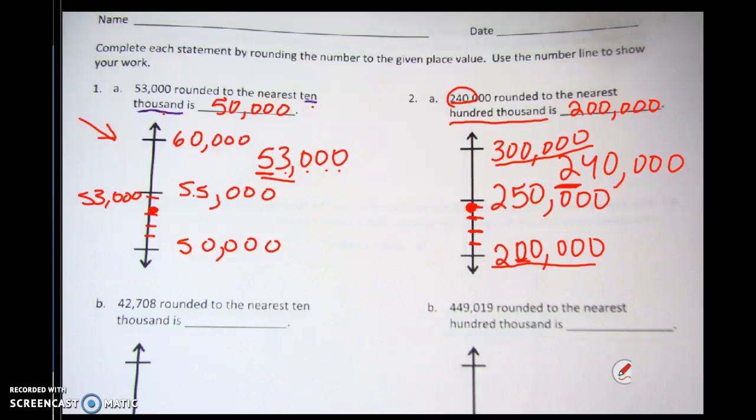Now, the rest of your assignment, let's talk about that really fast. Finish writing that. On your problem set, you will notice that, let's look at B. 42,708 rounded to the nearest what? 10,000. Similar to A. 449,019 rounded to the nearest? 100,000. See how we're skipping around? So it's helpful to use that strategy of what place am I rounding to. Get it? Got it. Okay. Now, erase really fast.